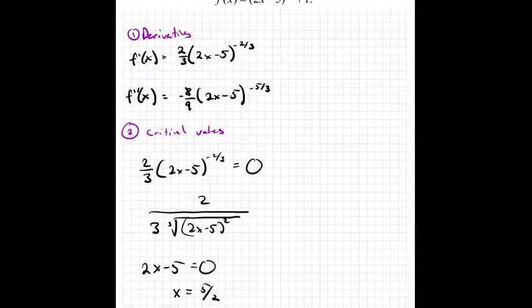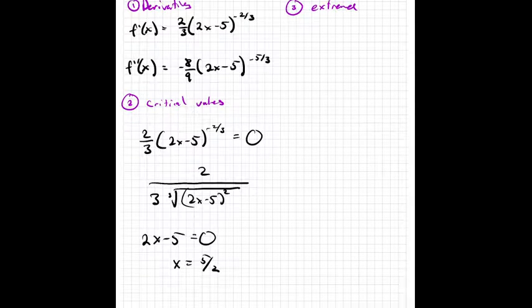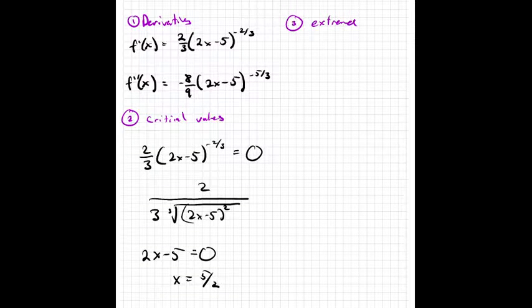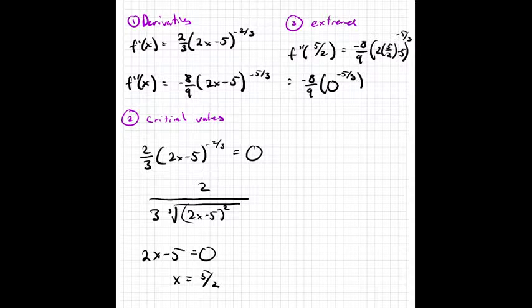Okay, and basically plugging that into the second derivative and seeing if it's positive or negative, right? So we want to look at f double prime of this 5/2 and see what happens. So there's going to be a negative 8/9, 2 times this 5/2 minus 5, to this negative 5/3. Kind of ran out of space there. That's going to be equal to negative 8/9 times 0 to the power of negative 5/3, but I think that's going to be undefined, right? Because it's going to be 1 over 0.